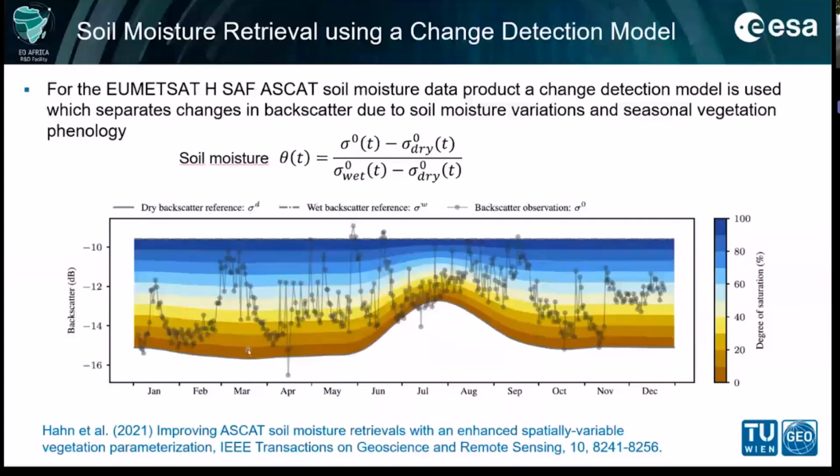If now vegetation is growing, then backscatter typically goes up, reflecting vegetation growth. Then the sensitivity of the measurement to the soil moisture decreases, so the measurements become somewhat more uncertain. But because we have a rather high quality of the data, we still can derive soil moisture also during the height of the season.